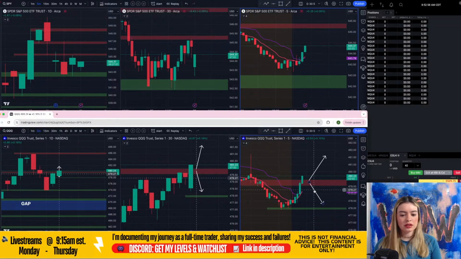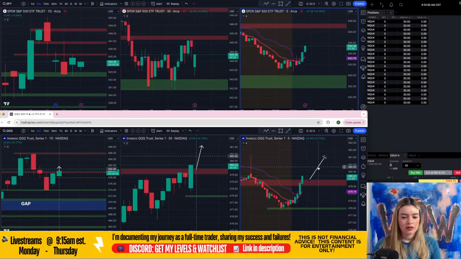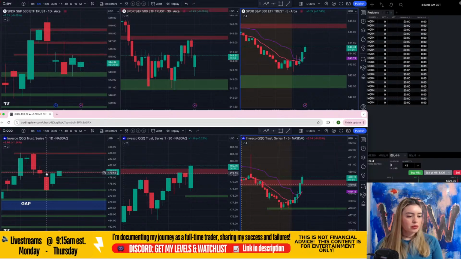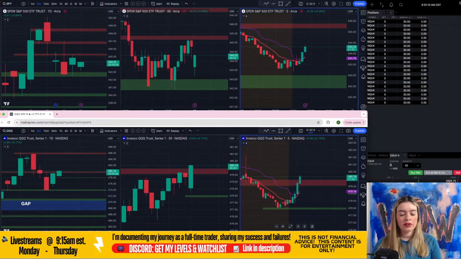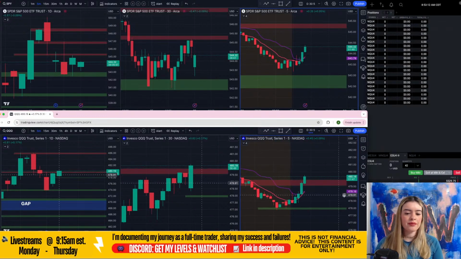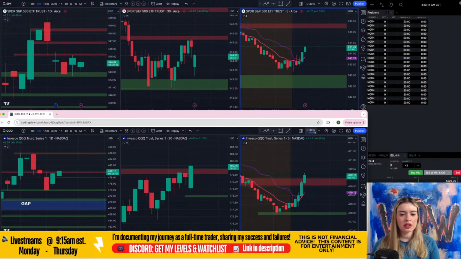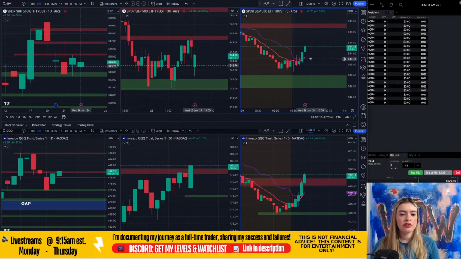Okay, so it looks like 480 got broken. That's around yesterday high, Monday high. Let's see if we're really gonna hold that level. Waiting for maybe a little retest here, and then we play the upside. Same thing with the VWAP here on SPY.